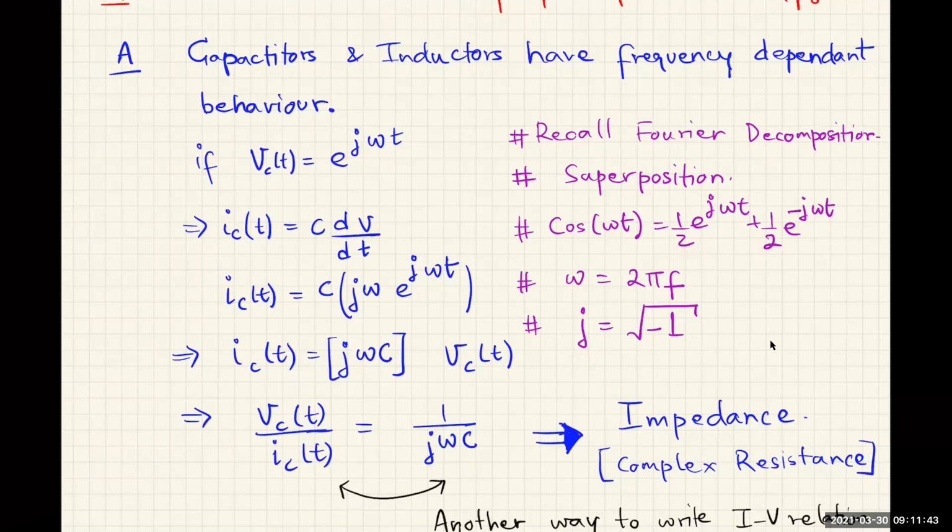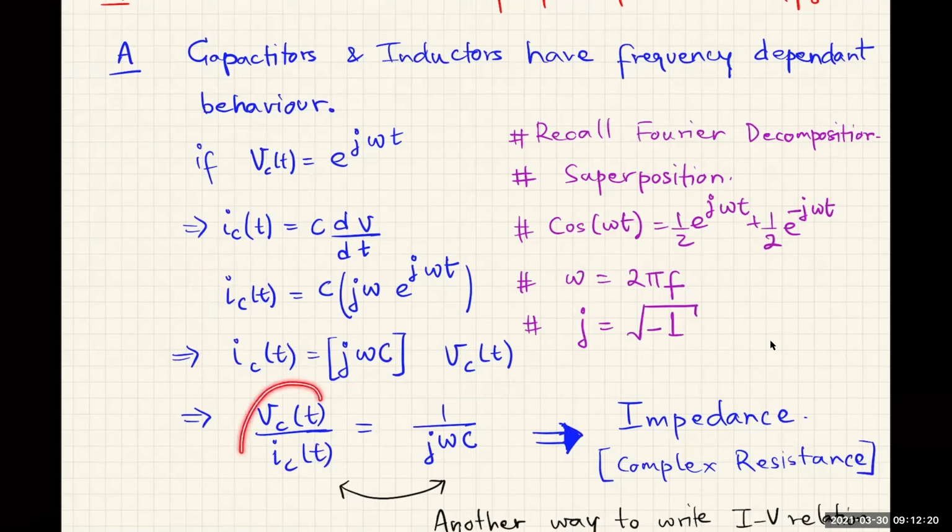So we can study the circuit at an arbitrary frequency omega, right? The input is e to the power j omega t, with any omega that you can think of. Let's look at what happens when the voltage across the capacitor is e to the power j omega t. We know that the current through the capacitor is C times the derivative. If you do that exercise, you'll see that the current through the capacitor is j omega C times the voltage across the capacitor.